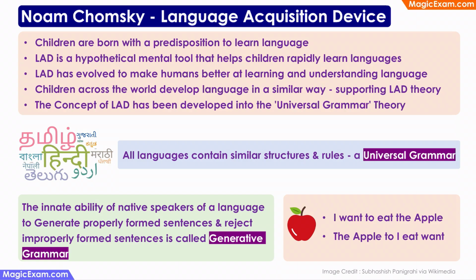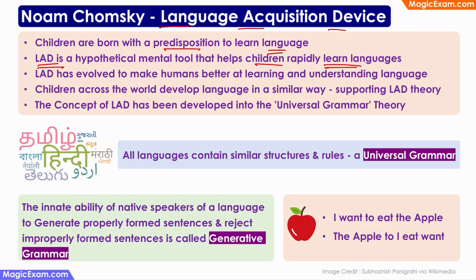Next, let us look at Noam Chomsky's language acquisition device theory. So Chomsky says that children are born with a predisposition or an ability to learn language. And the LAD, that is the language acquisition device, is a hypothetical mental tool. That is, it is not a specific organ or a part of the brain. It is a general mental ability that helps children rapidly learn new languages. And this LAD stops being effective as children grow older, which is why adults find it very difficult to learn new languages, whereas children can very easily pick up 1, 2, or 3 new languages.